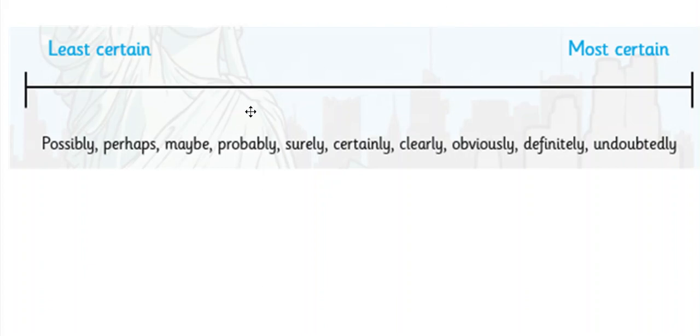Now, don't worry if you've got some of them mixed up in the middle because they do all mean similar things. But undoubtedly, for example, and definitely should be more towards most certain, and possibly, maybe, perhaps should be more towards least certain. So don't worry if they're not in the exact same order, just as long as they are in a similar place on your number line.